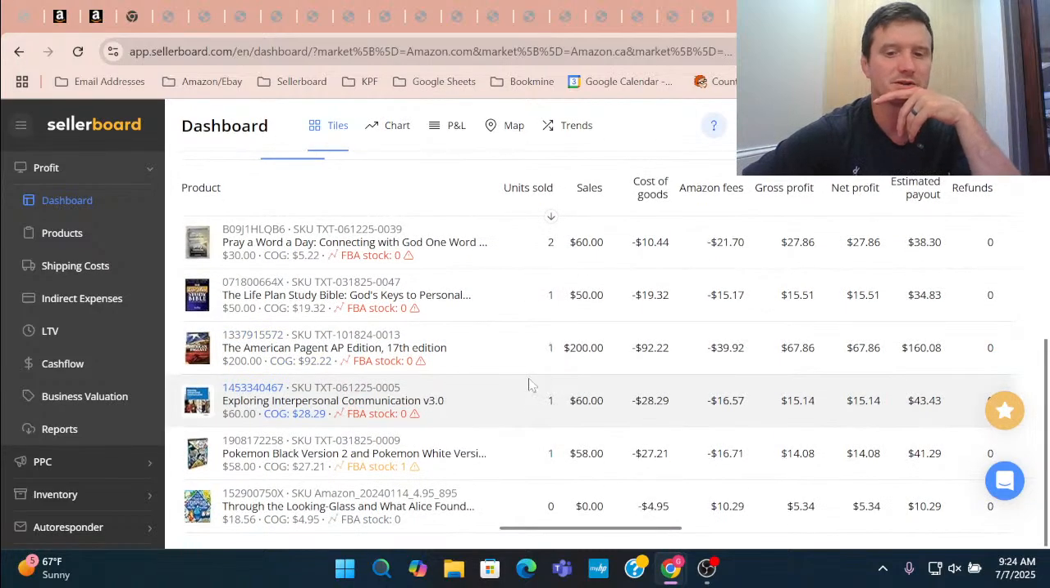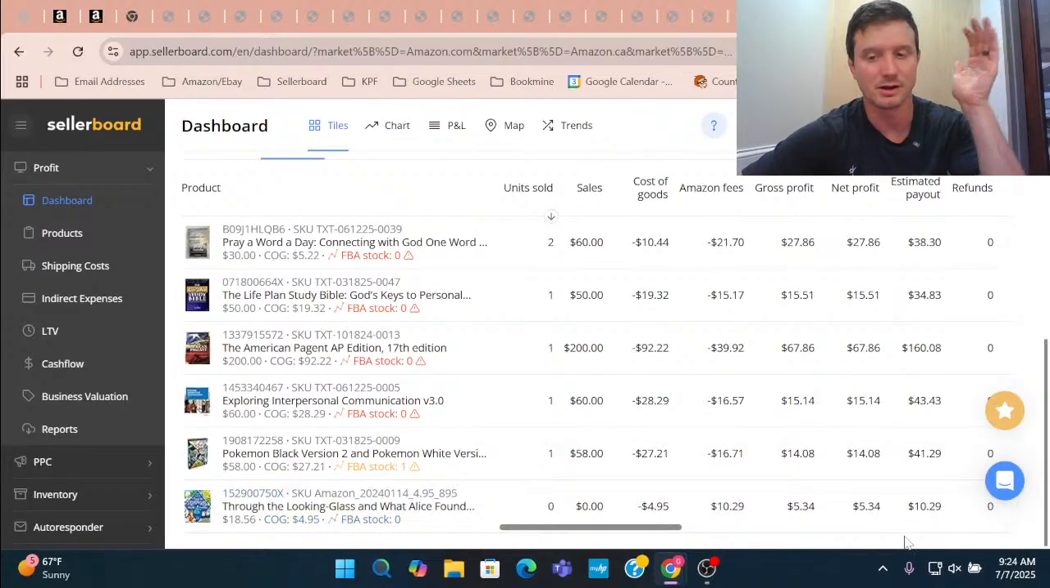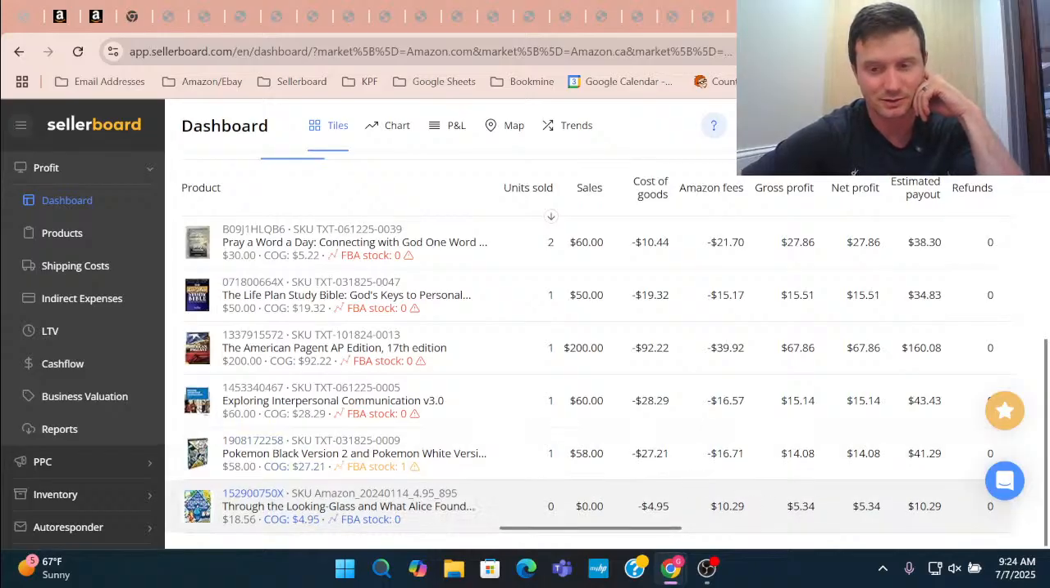But if we come down here, this is everything that's sold, and it looks like I did have a return as well. Was it a return? Oh, no. Whenever you see units sold 0, and then you come over to the refunds and it's 0 as well, that's going to tell you that Amazon deemed this product unsellable, unfulfillable. I have it set up now where they'll send it back to me, so I'll inspect it and decide if it's good or not, which I only spent $4.95 on.